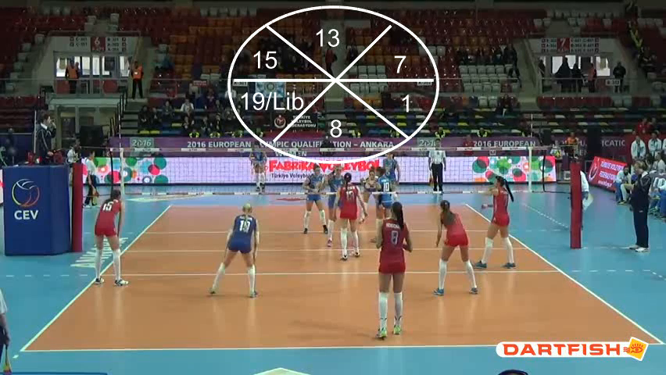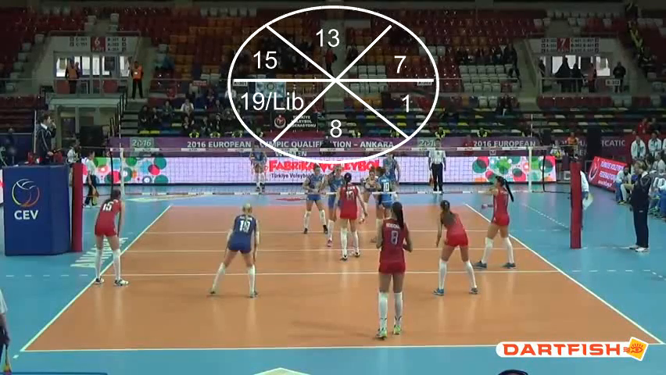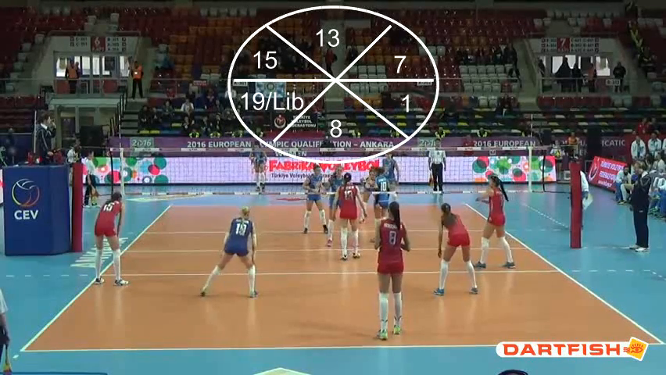Here's the next rotation with the setter at middle front. The front row is 7, 13, and 15. The back row is 1, 8, and 19, the libero. 13 has to be in between 7 and 15 and in front of 8. 8 has to be in between 1 and 19 and behind 13. 7 has to be to the right of 13 and ahead of 1. 1 has to be to the right of 8 and behind 7. 15 has to be to the left of 13 and ahead of 19.